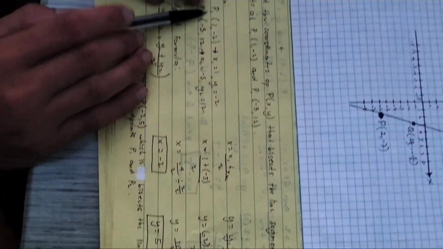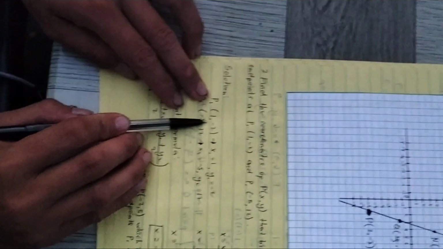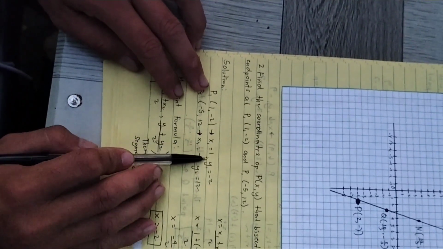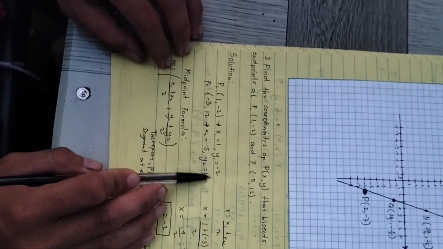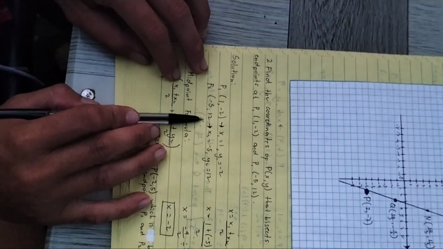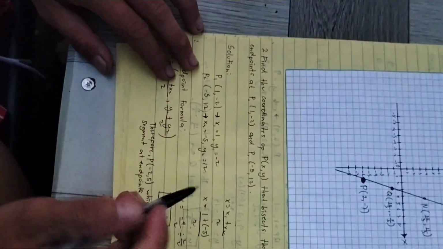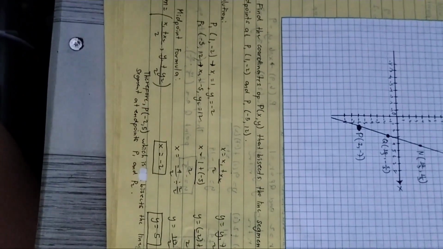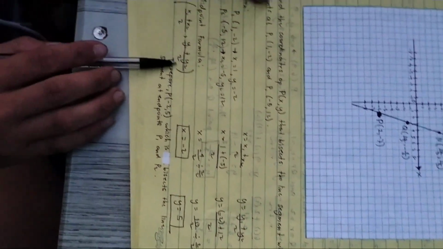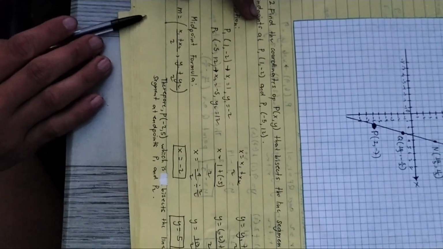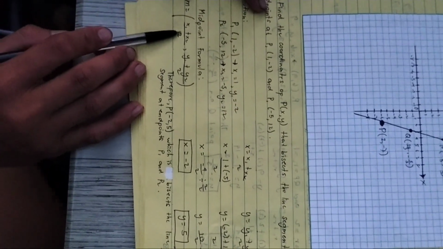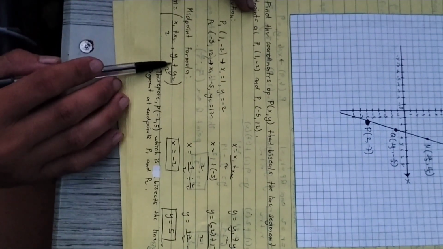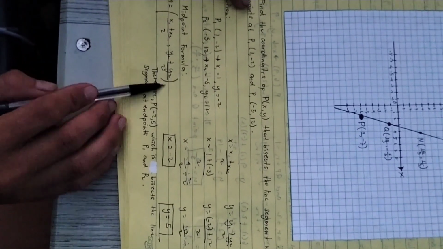So solution. First point is positive 1 and negative 2. So x sub 1 is 1 and y sub 1 is negative 2. And the second point is negative 5 and 12. Our x sub 2 is negative 5 and y sub 2 is 12. So the midpoint formula is this. M is equal to x sub 1 plus x sub 2 over 2 and y sub 1 plus y sub 2 over 2.